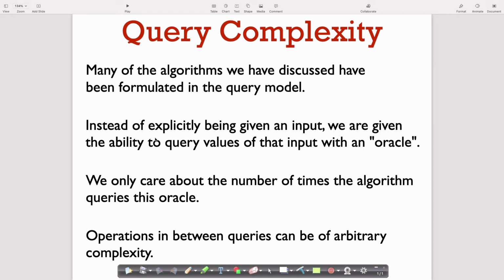And the distinguishing feature of the query complexity model is you only care about the number of times you query the oracle. Okay, so in between queries, you can take as much time as you like to think about what you want to query next. There's no bound on the time complexity or memory complexity of the algorithm. The only thing we care about is how many times the oracle needs to be queried.